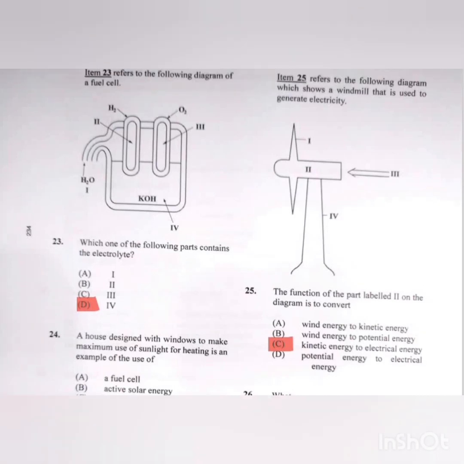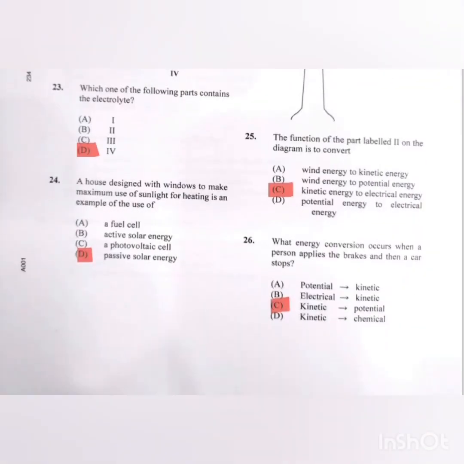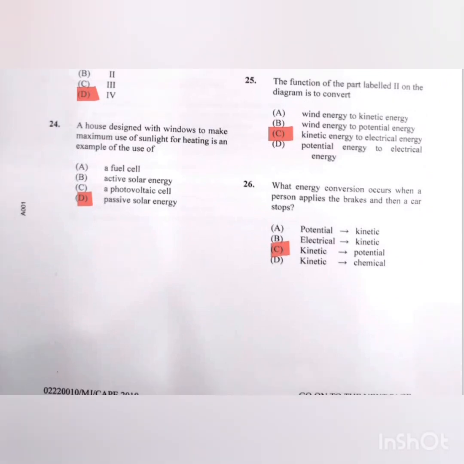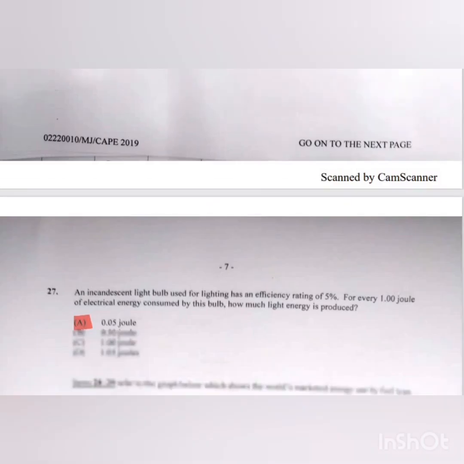25. The function of the part labeled 2 on the diagram is to convert C. kinetic energy to electrical energy. 26. What energy conversion occurs when a person applies the brakes and then a car stops? C. Kinetic to potential energy.